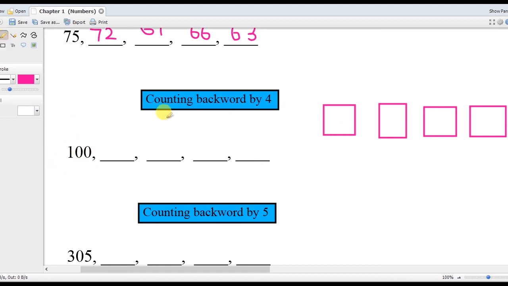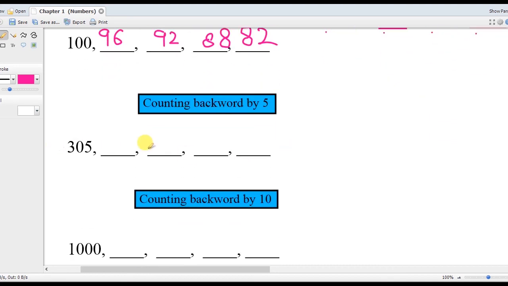Okay, so counting backwards by 4. Now the number that comes before 100. The immediate number that comes before 100 is 99, then 98, 97, and 96. So write 96 here. Now again 95, 94, 93, and 92. Then 91, 90, 89, and 88. And then finally we'll have the number 82.